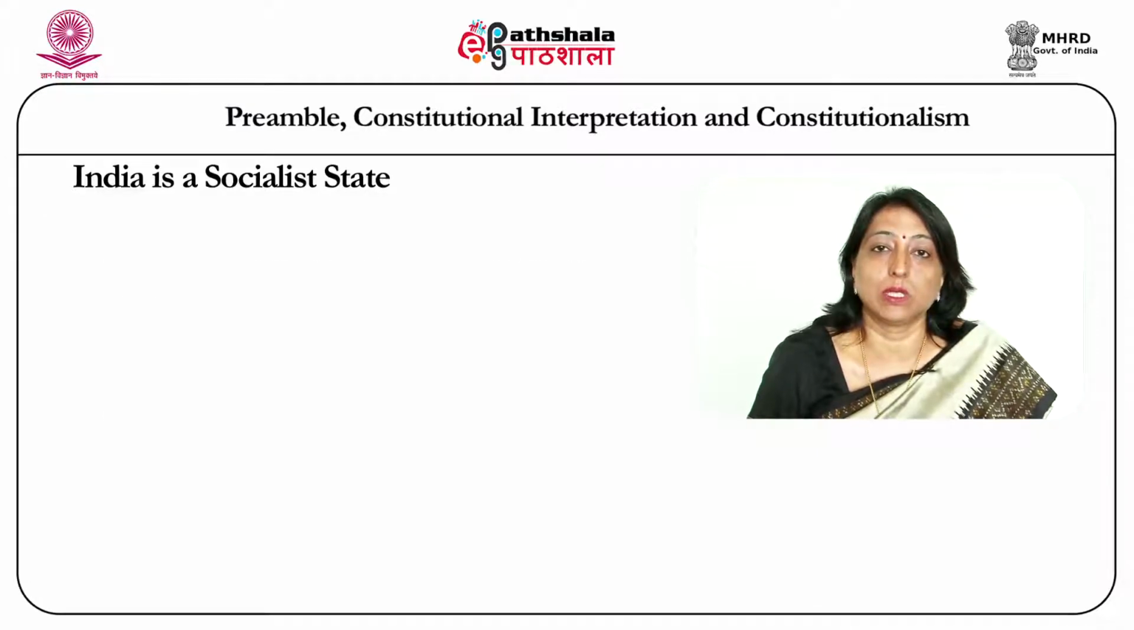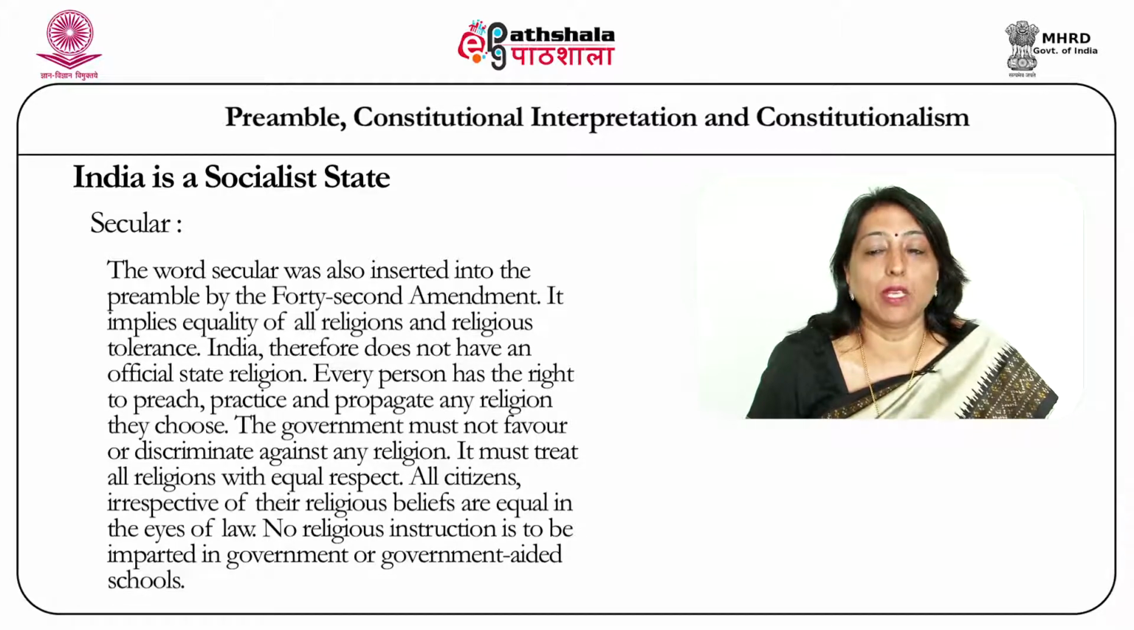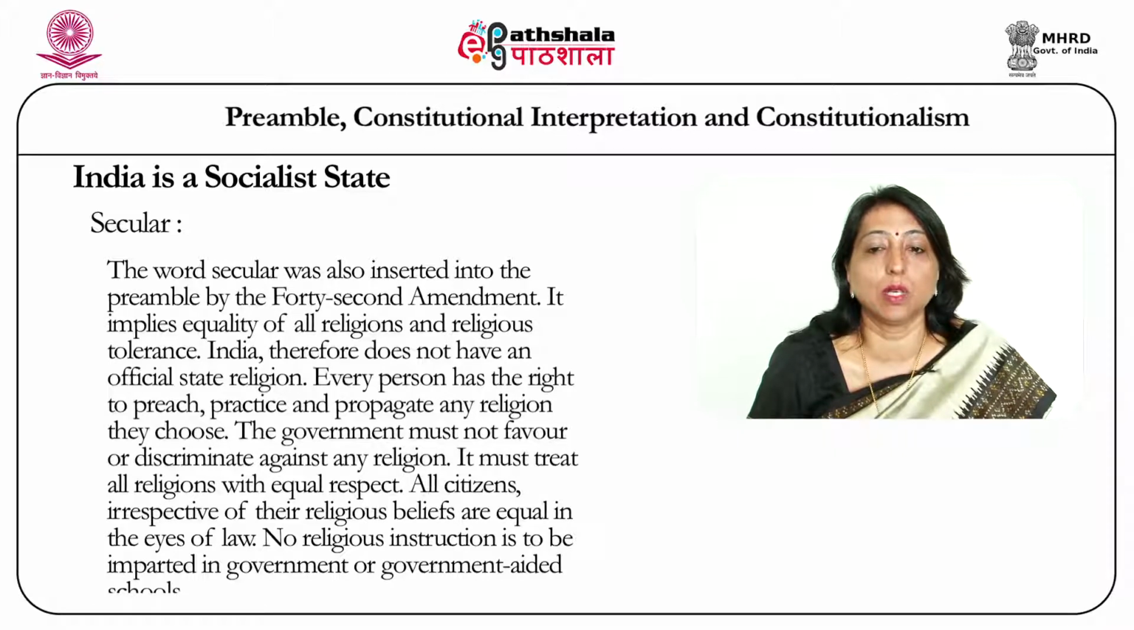When we talk about a secular state, the word secular, inserted into the preamble again by the 42nd Amendment, implies equality of all religions and religious tolerance. No state religion, every person has the right to preach, practice and propagate any religion they choose. The government must not favor or discriminate against any religion, must treat all religions with equal respect. As we have discussed earlier, all citizens, irrespective of their religious beliefs, are equal in the eyes of law. No religious instruction, again, to secure secularism, is to be imparted in government or government-aided schools.